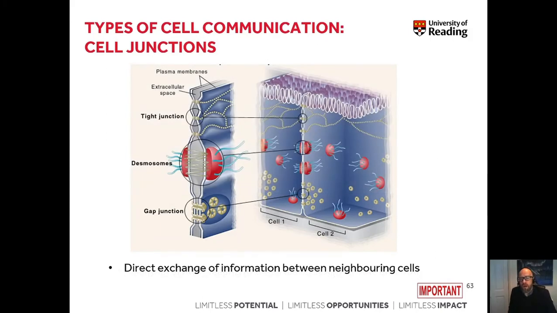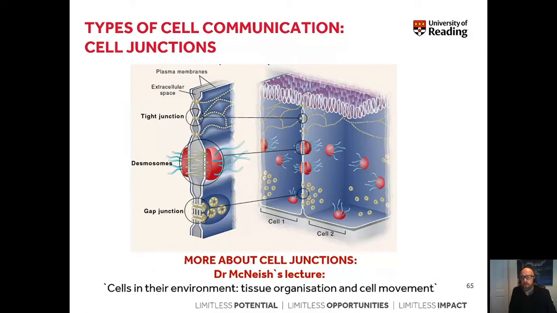Overall, junctions direct the exchange of information between two neighboring cells. So again, this is a very close contact type of communication, and they allow exchange of ions and small molecules only. But you will hear more about cell junctions in a dedicated lecture which will be delivered by Dr. McNish.